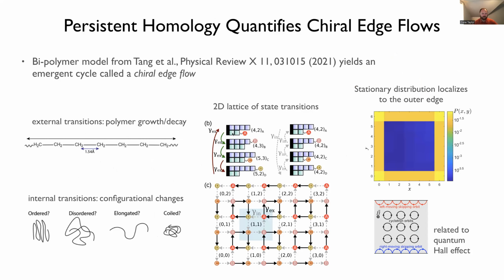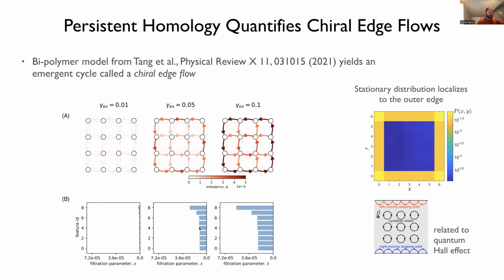I'll just cover a quick application. We looked at polymer dynamics, where a polymer is growing and decaying and has different configurations. In this case, we can represent all these stochastic transitions in a two-dimensional lattice. And what happens here that's interesting is when the external transitions are much higher than the internal transitions, the system localizes onto this outer path. So with high probability, a random walk is going to move to the edge and stay on that outer boundary. And so the stationary distribution localizes to the outer edge. It's an emergent property. So we capture that with these persistence diagrams.